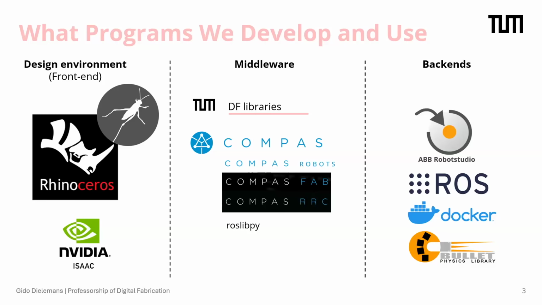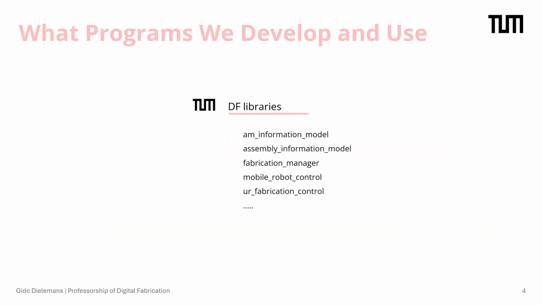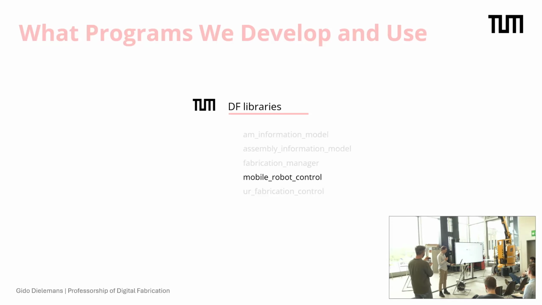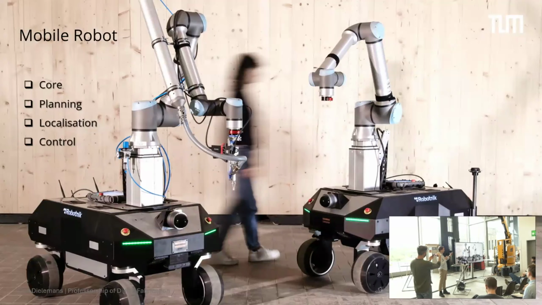The libraries that we have ourselves, I listed here for you. This is just a selection of them. We have some that do the storing of geometric data, fabrication data, or semantic data, which are in these AM and assembly models. Then we have a fabrication manager, which controls the actions in between different actors. And lastly, what I will talk about mostly today is the mobile robot library, which consists of a couple of different fields. I segmented them here for you nicely.